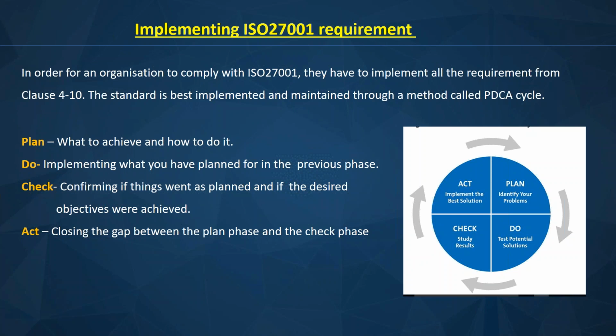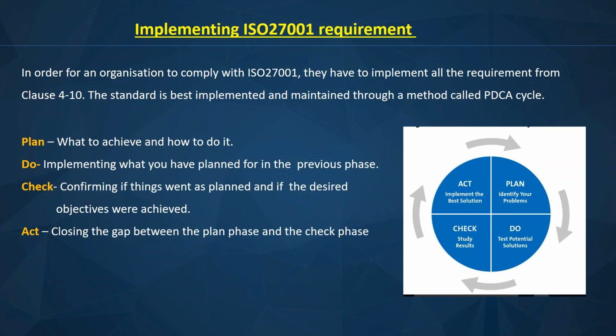Remember, you set an objective in the plan phase. In the do phase, you implement what you planned for. In the check phase, you are now checking to see if what you planned for was achieved. And then in the act stage is where you close the gap.